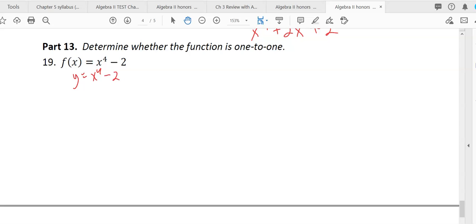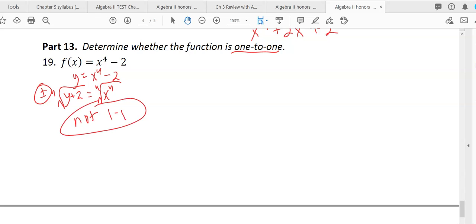Minus 2. So is it a function? Yes, it's a function, but is it a one-to-one function? Now we'd have to solve for x to see if it also equals one thing there. We solve for y, it's one thing, that's a function. So solve for x. So let's add 2 to both sides. So we get y plus 2 equals x to the fourth. Take the fourth root of both sides, and when you do that, you have to do what? Plus or minus on one side. This is not one-to-one. It is a function, but it's not a one-to-one function. So it is a function, yes, but not one-to-one.